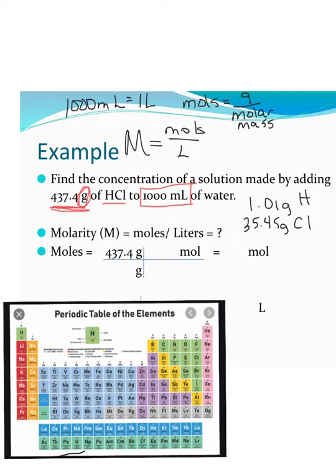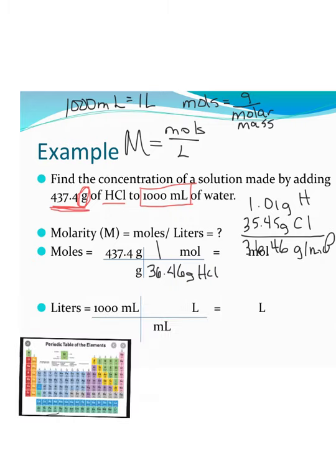So we just need to add these together. We have 36.46. So our total mass for hydrochloric acid is 36.46 grams per mole. And we're going to plug this into our problem over here where we're converting 36.46 grams of hydrochloric acid is equal to 1 mole of hydrochloric acid.